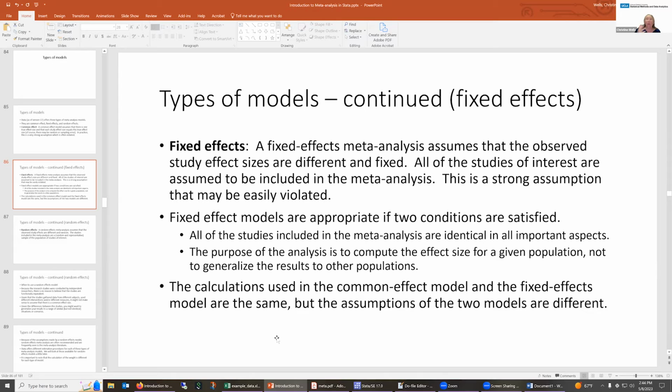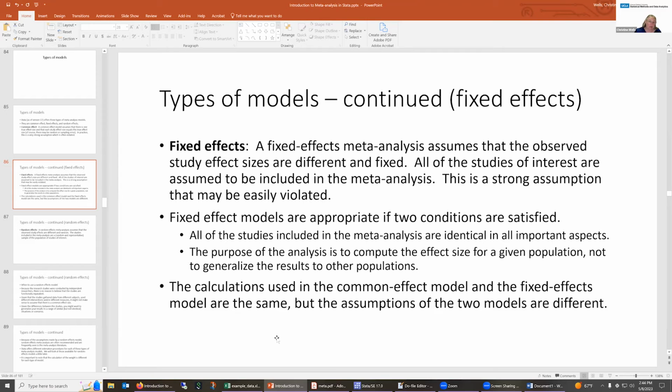So again, you want to know what the assumptions are underlying these models, because you're going to choose between a common effect, a fixed effects, or a random effects model based on the assumptions the model makes. That's the determining factor, not anything about your data, but how reasonable are these assumptions. All right, our fixed effects models are appropriate if all of the studies included in the meta-analysis are identical in all important aspects.